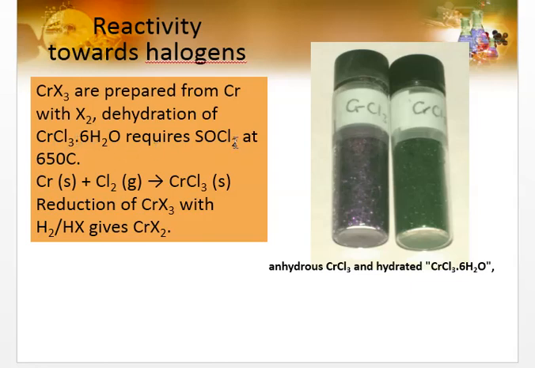Because, what is SOCl2? We can use this compound as the agent for chlorination at 650 degrees Celsius. Chromium will react with chlorine, and we can prepare CrCl3. This is solid. And reduction of the chromium chloride or bromide with hydrogen or hydrogen halogenide gives chromium halogen 2, with the oxidation degree of chromium plus 2.